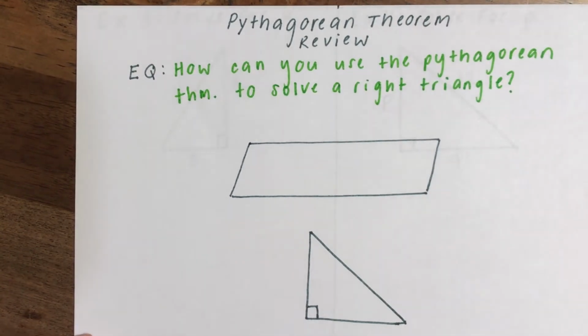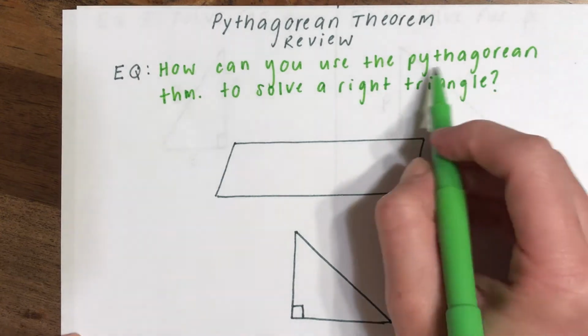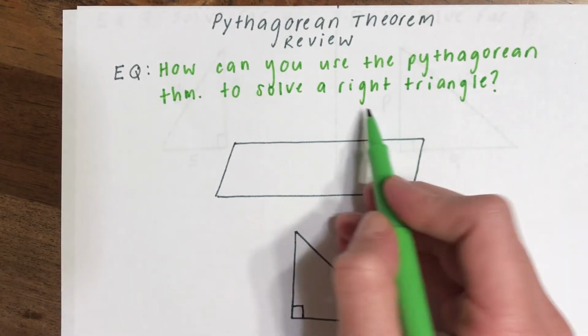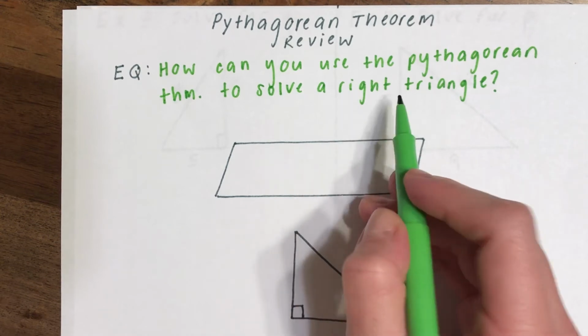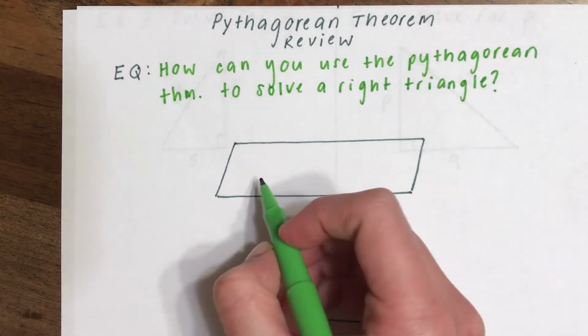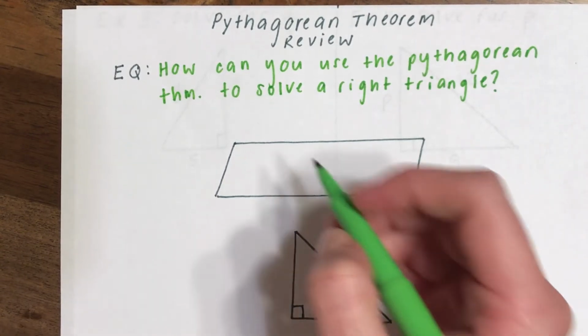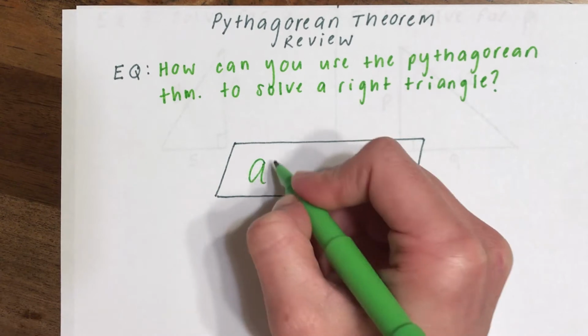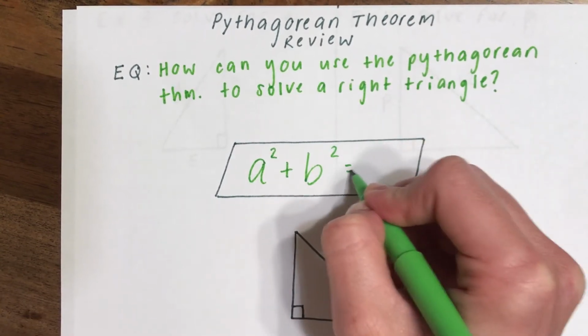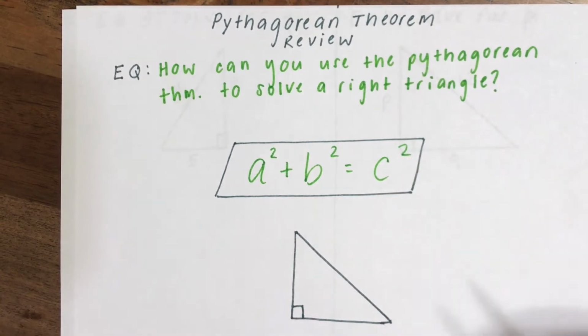Okay, so guys, if you remember, Pythagorean theorem has an equation or a formula associated with it. We can only use it to solve right triangles, which means if you look at this picture down here, it contains a right angle, okay? So in this box right here, I'm going to write the formula. A squared plus B squared equals C squared, okay?